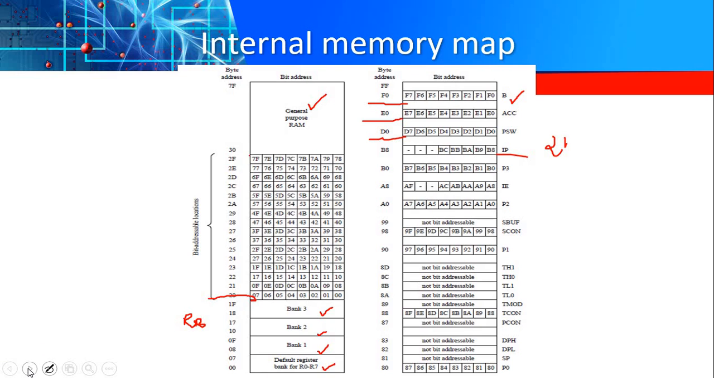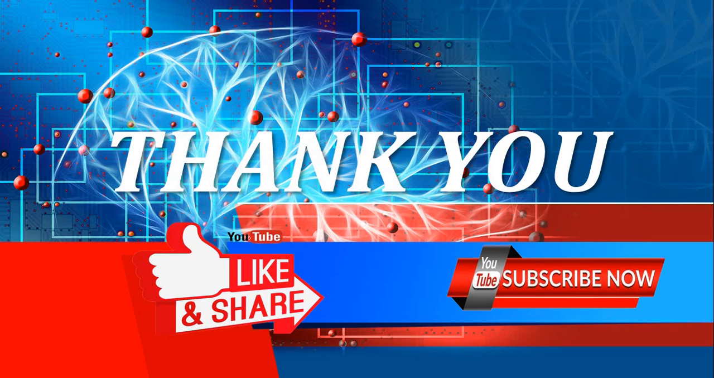Okay, so we will sum up. What are the two types of memory we have? Read-only memory and random access memory. In read-only memory, we can only read the data. In random access memory, we can read and write the data.